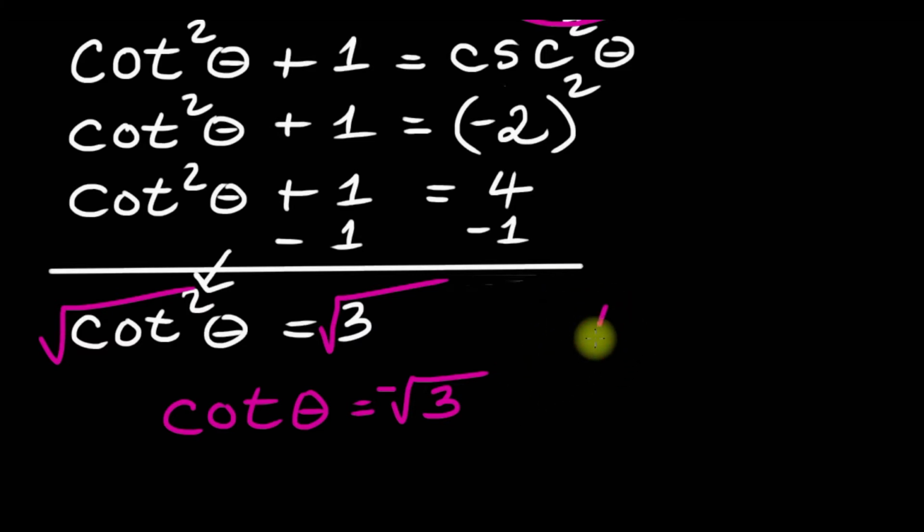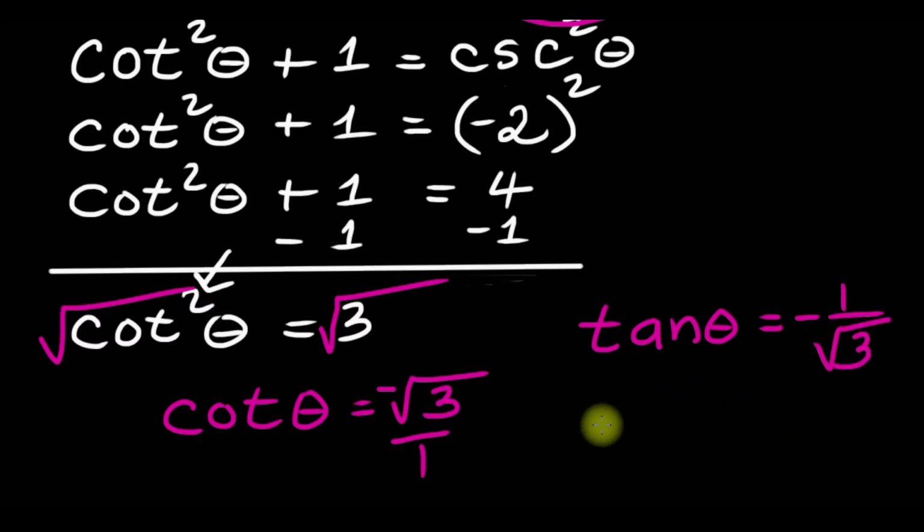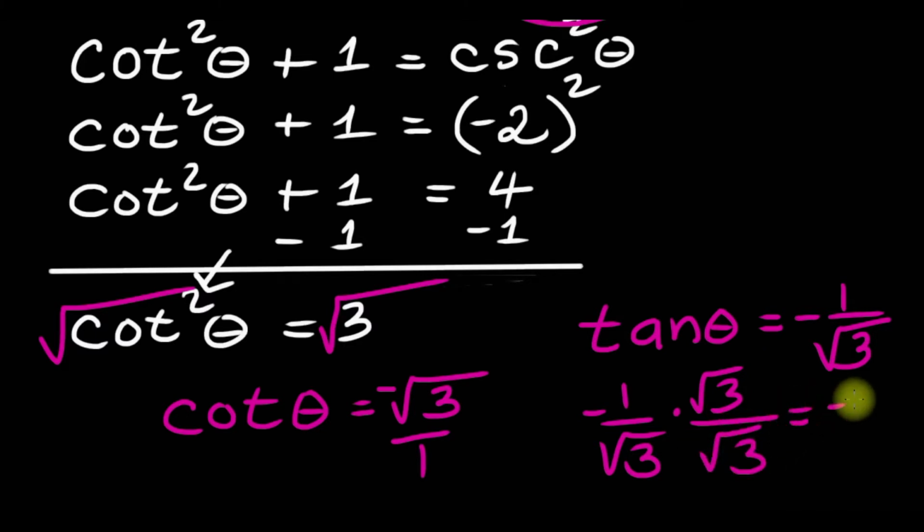Since we're looking for tangent theta, we're looking for the reciprocal of negative square root of 3. So this is over 1, right? So this is going to be -1 over square root of 3. And then you have to rationalize it. You take negative 1 over square root of 3 times square root of 3 over square root of 3. So your answer is going to be negative square root of 3 all over 3. So the exact value for tangent is negative square root of 3 over 3.